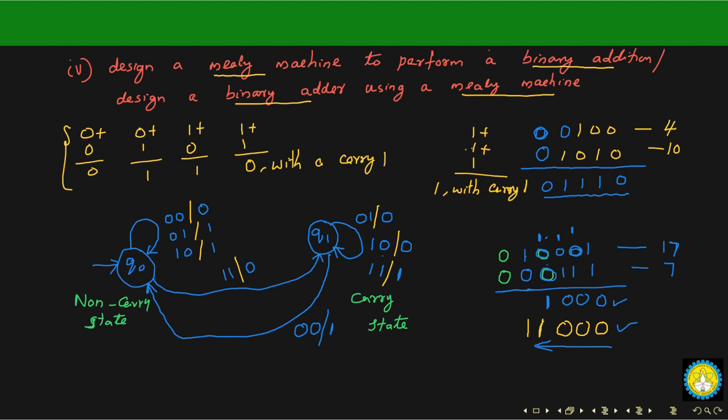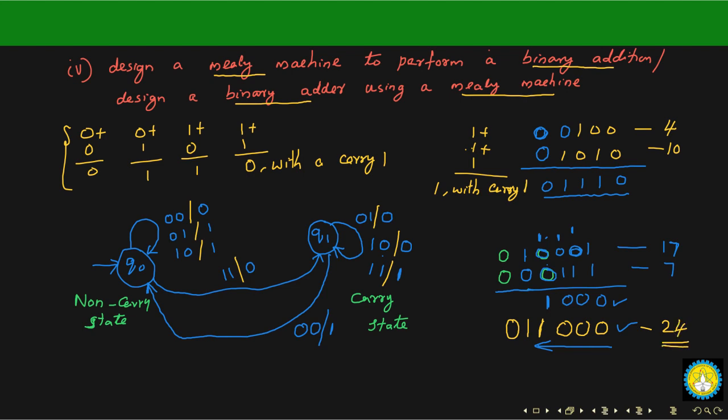Now moving further, finally you have a 0 0 here. Now again you're at Q0. 0 0 on Q0 will give you the output of 0. So let me write down 0 here. So this is going to be your output. You can actually verify that this is nothing but 24. That is 17 plus 7, right?